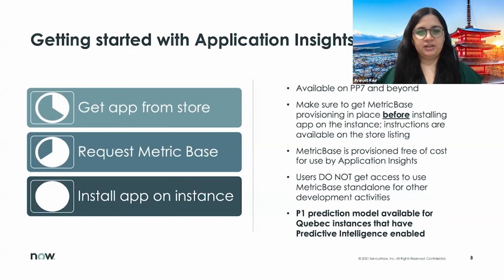And if your organization has enabled predictive intelligence, you also get access to a P1 prediction model on Quebec instances. When it's enabled, a warning will be displayed on all the graphs that indicate that a P1 might occur on the system.